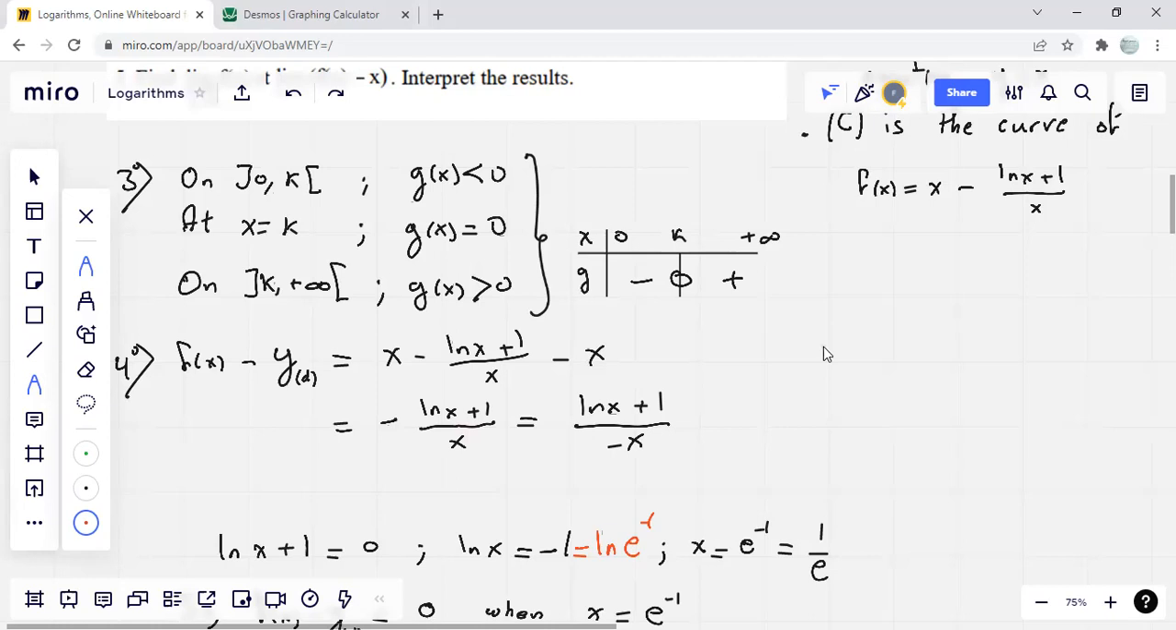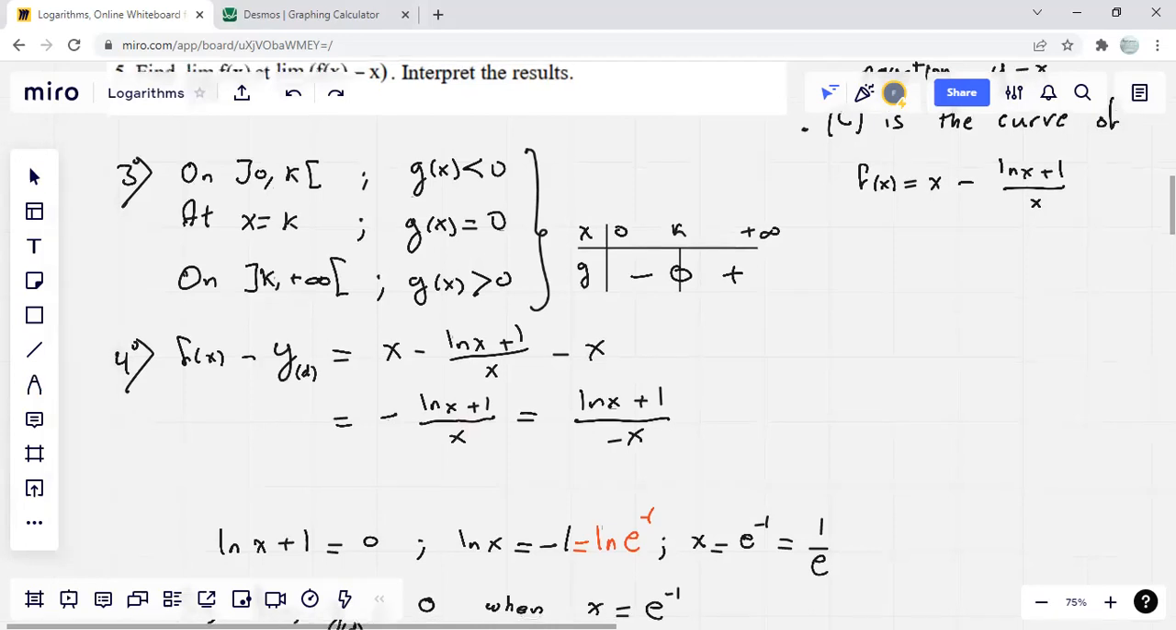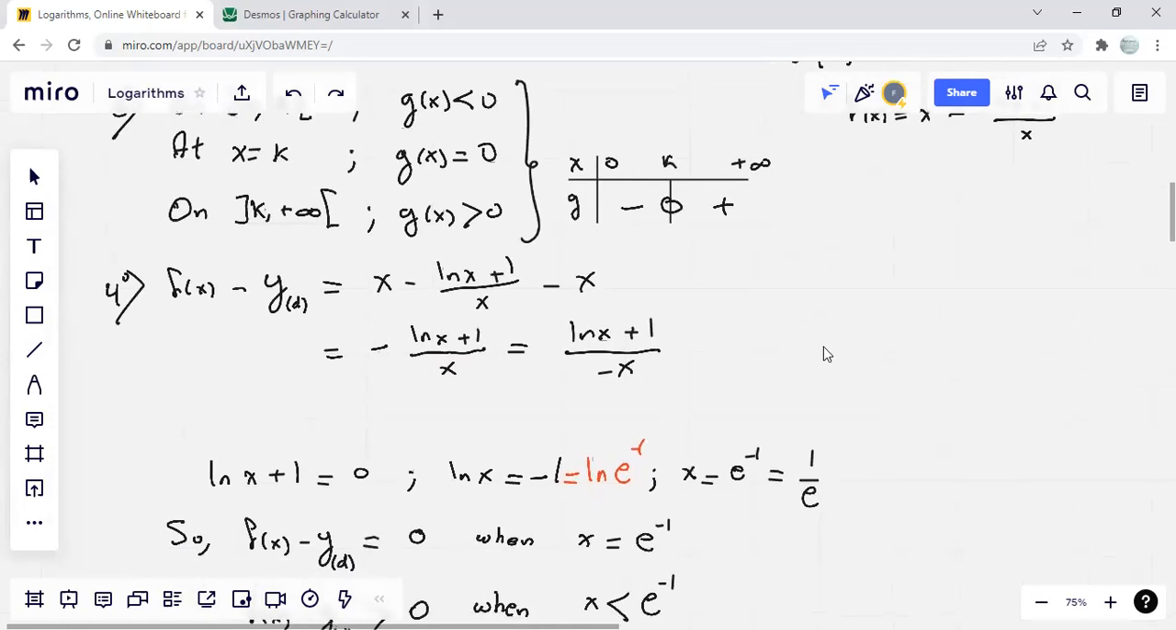Okay, so now what happens before e to the power minus 1? We know now when it is 0. We know that f of x minus y is equal to 0 when x is equal to e to the power minus 1. But when is it negative and when is it positive? To know this, I can try instead of x any number greater, for example, than e to the power minus 1, which is 1 over e.